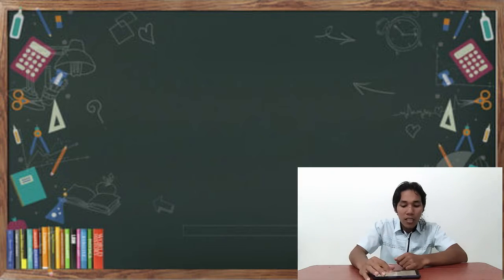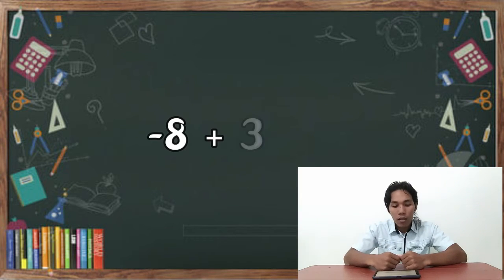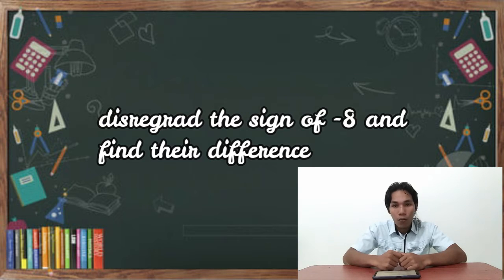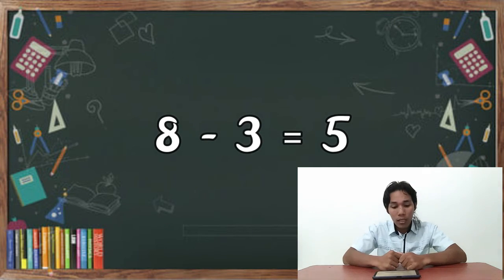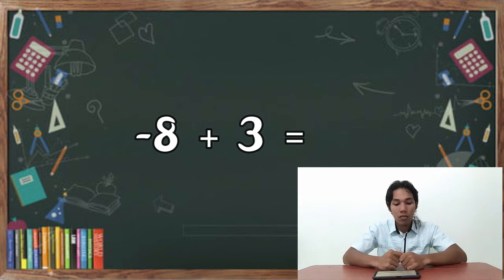Next example, negative 8 plus 3. Again, we will disregard the sign of negative 8. So 8 and 3, we will find their difference. 8 minus 3 is equal to 5. So who has the largest absolute value? In the example, we have negative 8. So the answer 5 will be negative 5, because negative 8 has the largest absolute value.